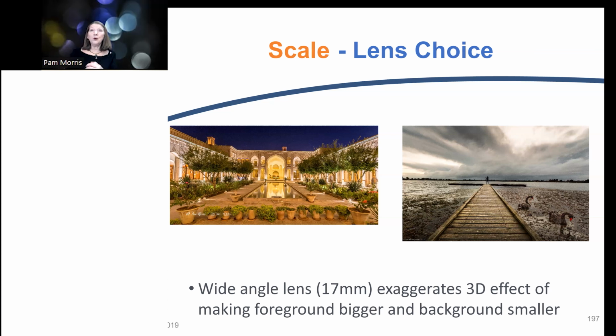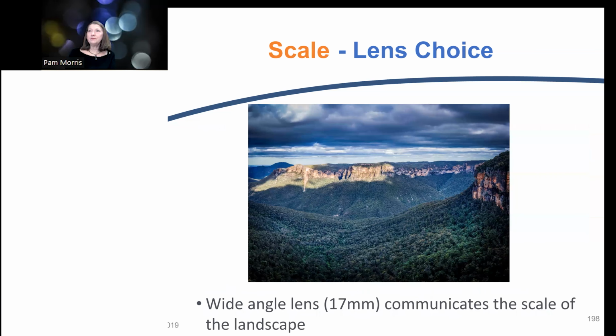This is a courtyard within an ex-palace in Iran. I was trying to communicate the scale, and was able to do that by using a wide angle lens. You can see the pot plants at the front. We know what size they are, and so you can see the depth, because the background windows are almost the same size as the pot plant. So huge courtyards they had in Iran.